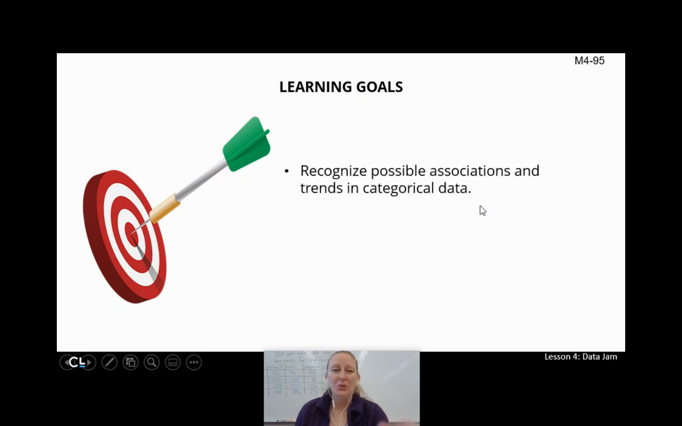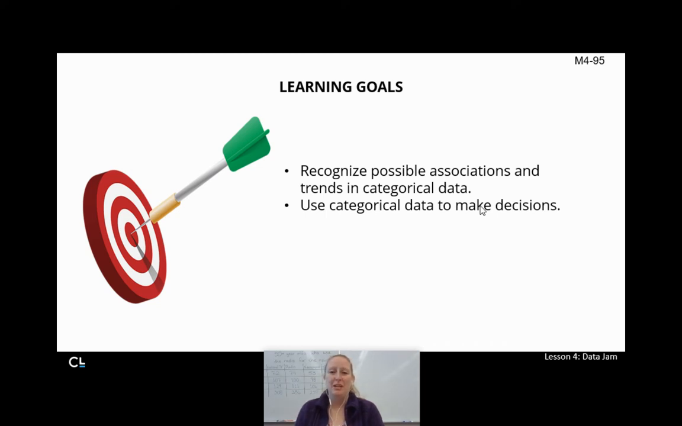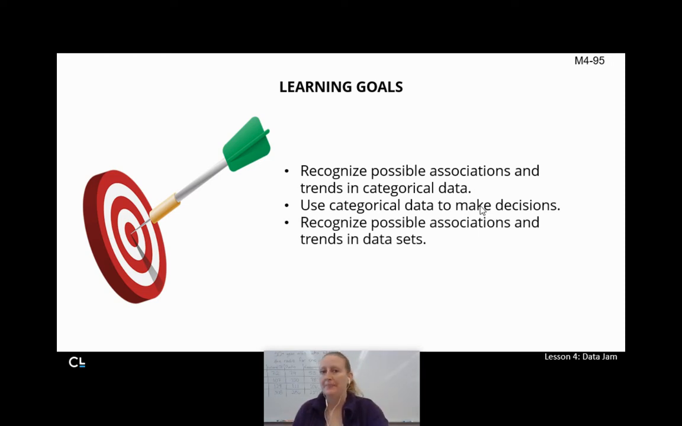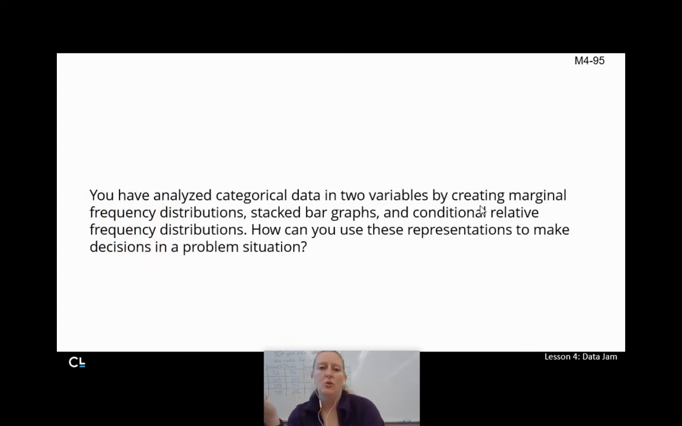So our learning goals for today and next time, we're going to recognize possible associations and trends in categorical data, right? What's the trend? What's happening? We're going to use that categorical data to make decisions, all right? This is the pattern we see, so what decision are we going to make? And also recognize possible associations and trends in data sets. So you've analyzed categorical data in two variables by creating marginal frequency distributions, stacked bar graphs, conditional relative frequency distributions. We've done so many things. How can you use these representations to make decisions in a problem situation?